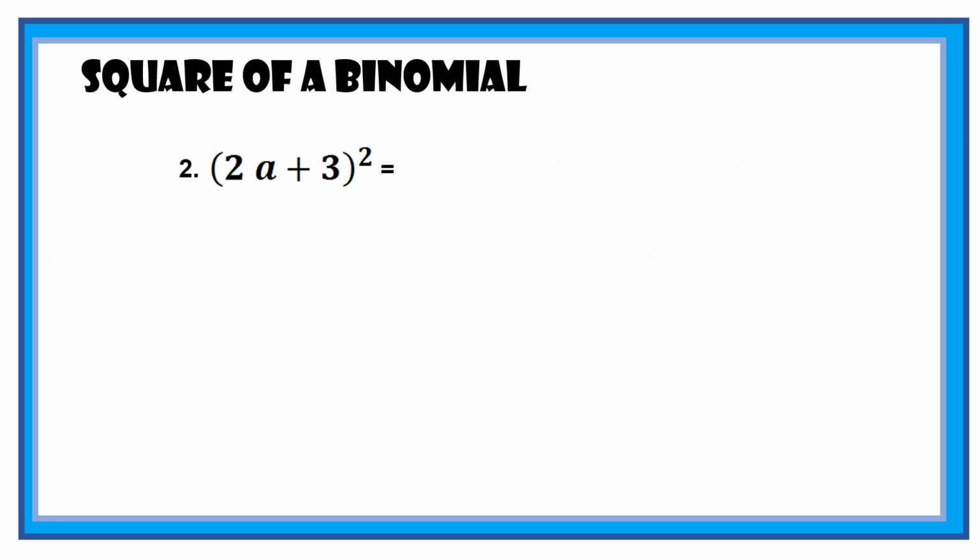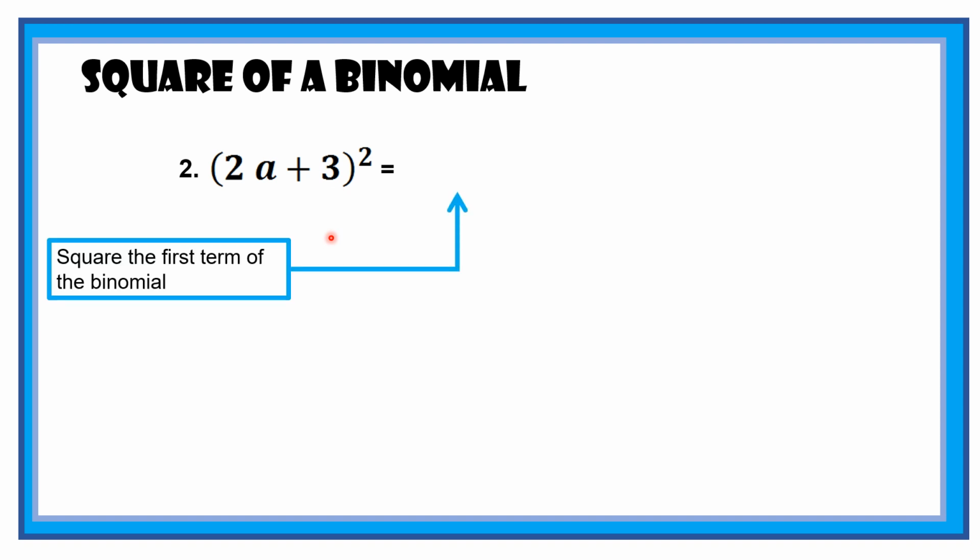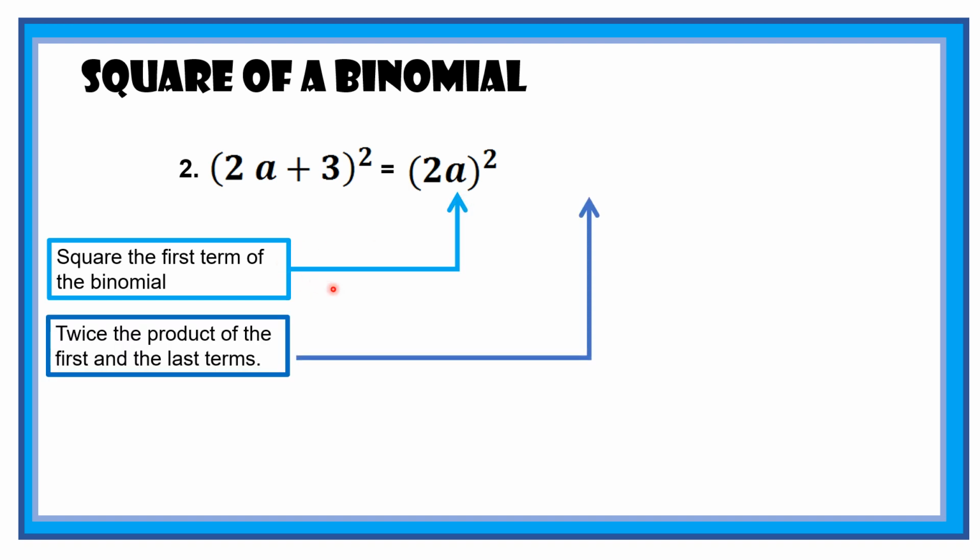Example number 2. The first term here is 2a and the last term is 3. So first step, square the first term. So we have quantity 2a squared. Next step, twice the product of the first and the last terms. So we have twice the product of the first and the last term.